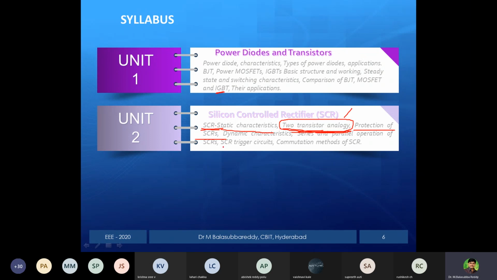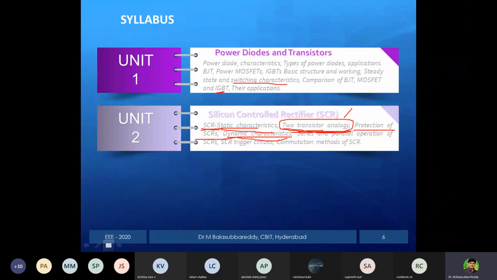Another one is the dynamic characteristics of an SCR. What is dynamic and what is static? Static is the VI characteristic. Dynamic characteristics are also known as switching characteristics. Already I mentioned above for the devices BJT, MOSFET and IGBT the switching characteristics. Like that, for the SCR also there are switching characteristics.